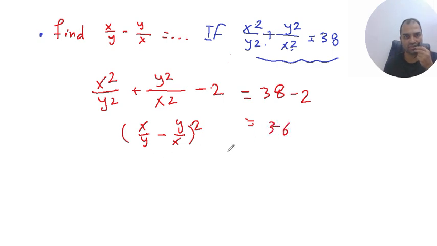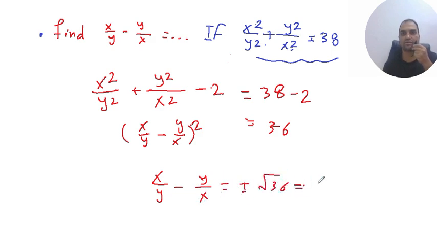So next step, we can write the square root of the left hand side and right hand side to find x minus y. x over y subtract by y over x will be equivalent to positive or negative square root of 36. The result will be positive or negative 6. Okay, then the value of x over y subtracted by y over x is equivalent to positive or negative 6.